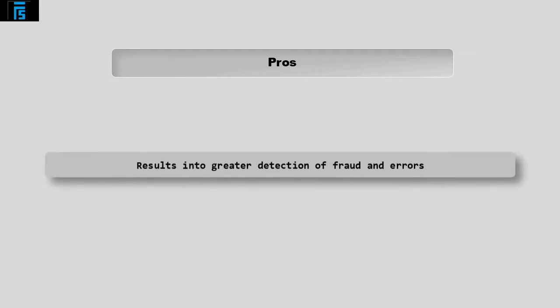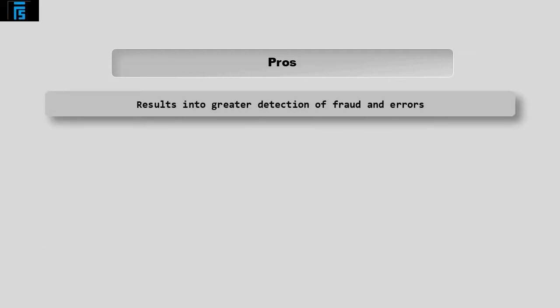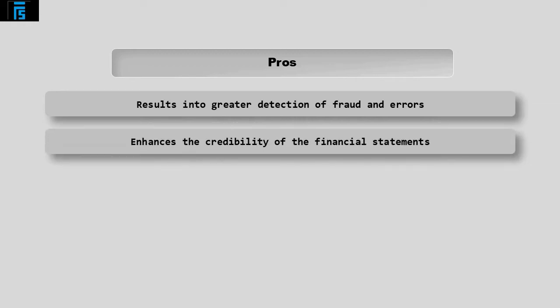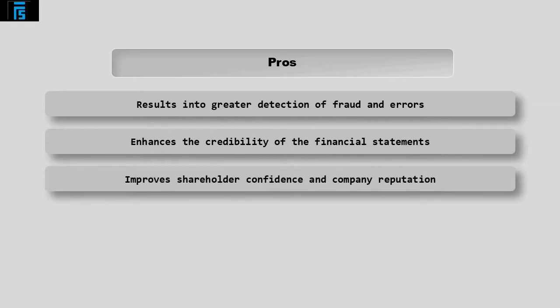The pros. By having an independent team review the financial statements, it means they are likely to spot any material misstatements, therefore detecting fraud and error. It enhances the credibility of the financial statements, so users of the information can trust what is given to help make decisions, for example, if looking to give finance for the client. It improves the quality and reliability of the information, which then improves shareholder confidence and the company reputation.